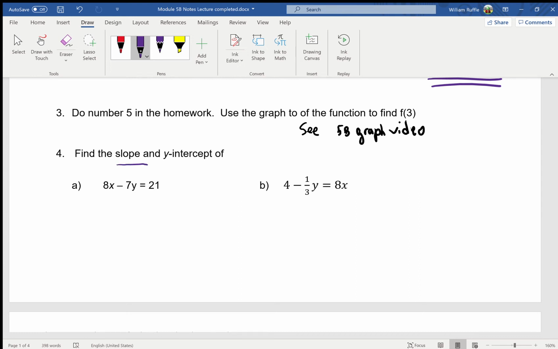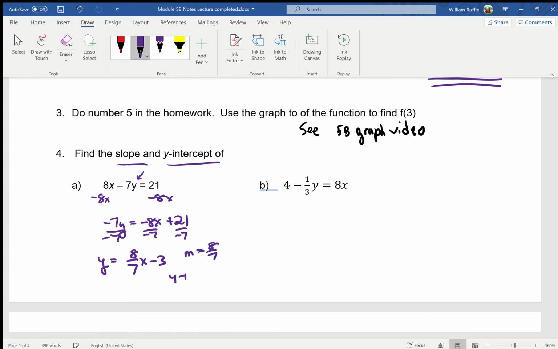So finding the slope and the y-intercept. This is just like the 5A questions that we were doing earlier. We have to solve for y. So I must subtract 8x first. I get negative 7y equals negative 8x plus 21. I divide everything by negative 7. I get positive 8/7 x minus 3. So my slope is 8/7, and my y-intercept is 0, negative 3.